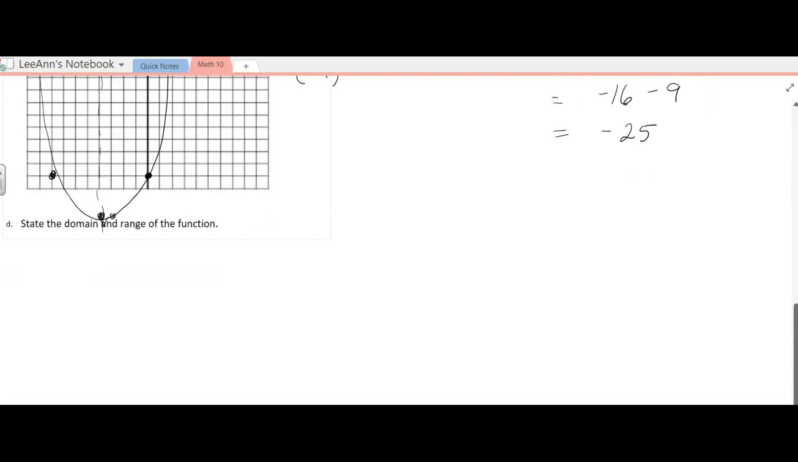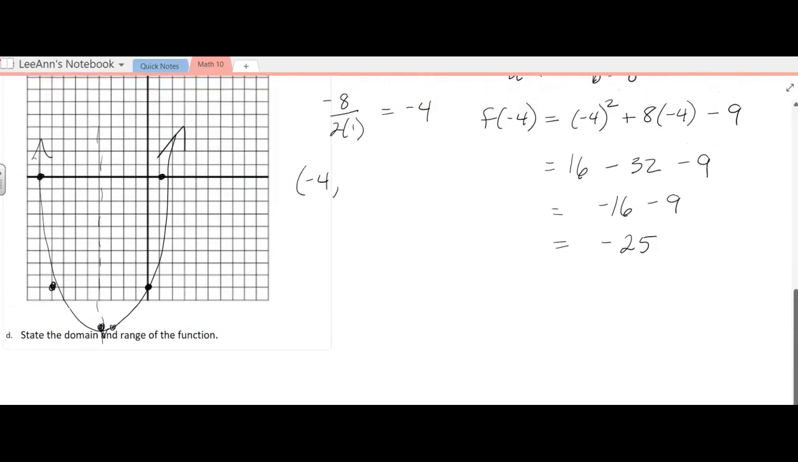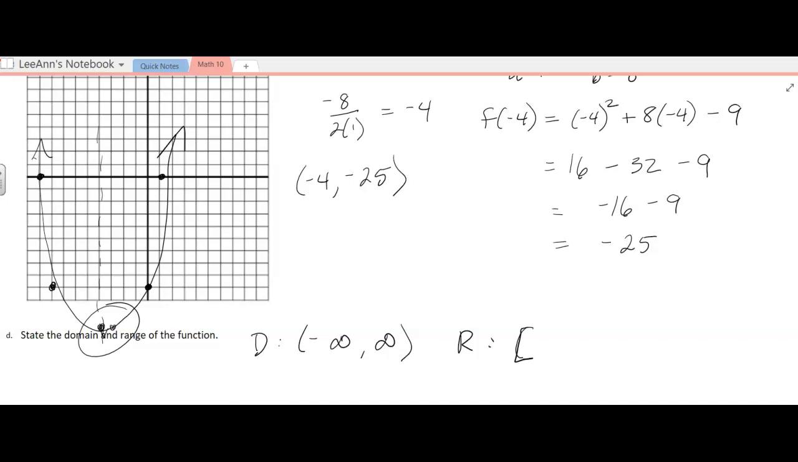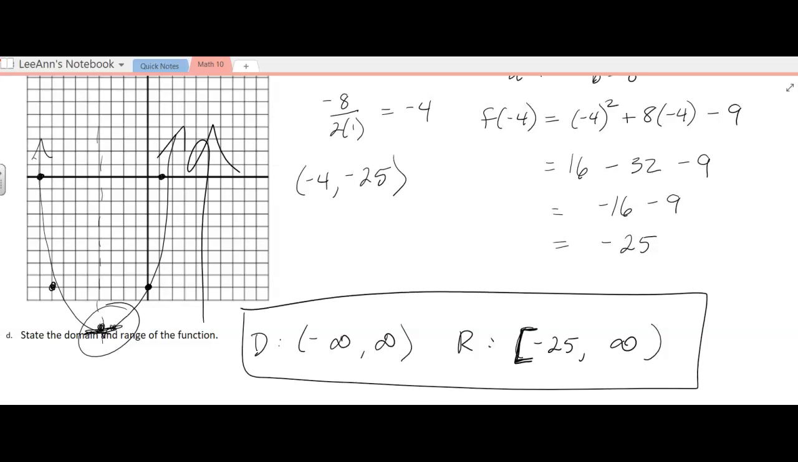Last thing though, state the domain and range. Well, here's where it's a little bit tricky then. Remember our vertex was down at negative 4, negative 25. Okay, so domain, that's not a problem. Domain, all real numbers. But the range, even though you can't really see it on the graph, it's going from square bracket, negative 25 on up to infinity, right? It's going this way. Okay, so lowest point was down there at negative 25 and then on up. Okay, so that's the answer there. My graph doesn't look great, but like I said, hopefully your graph will look a little better on the exam.